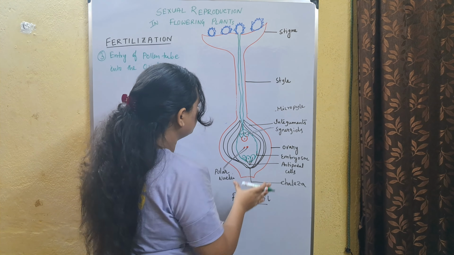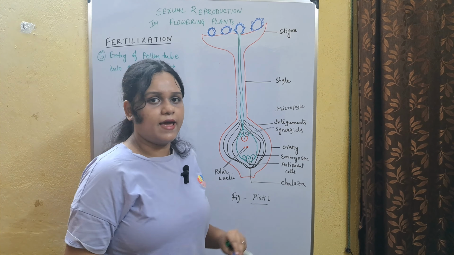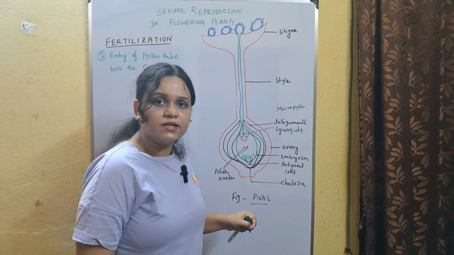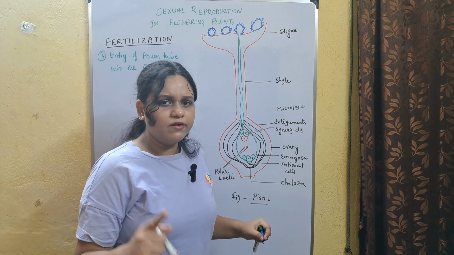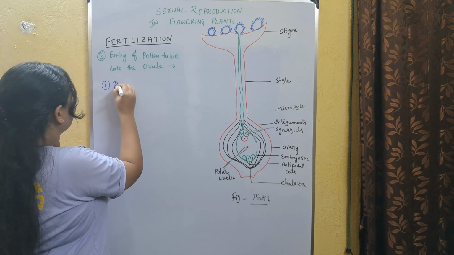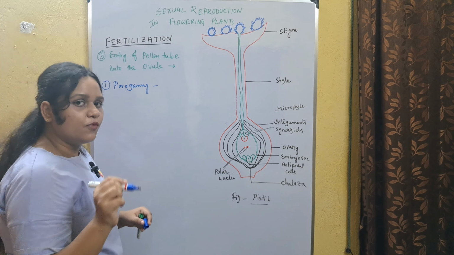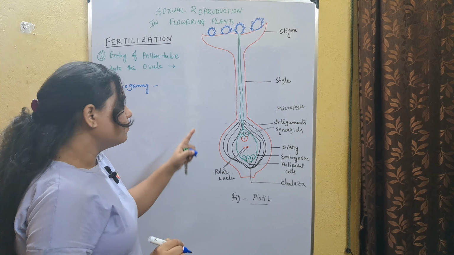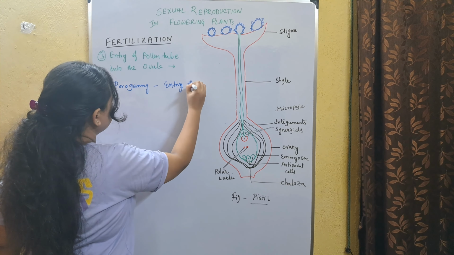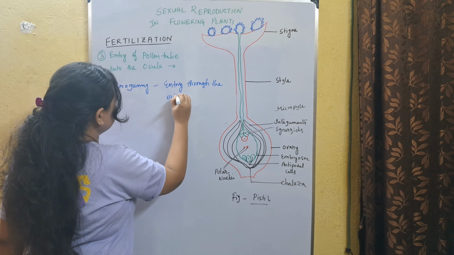There are in fact three types in which way the pollen tube can enter the ovule. I have already discussed the three types, but again I am saying, one is porogamy. Porogamy means entry of pollen tube through the micropyle.